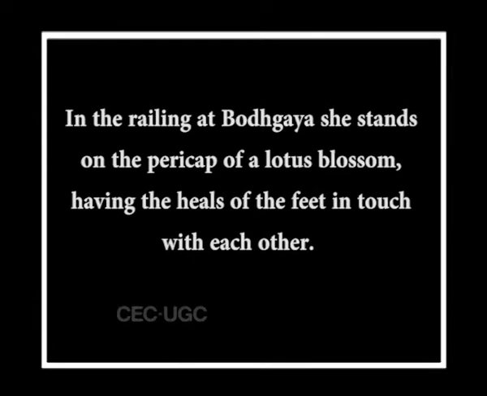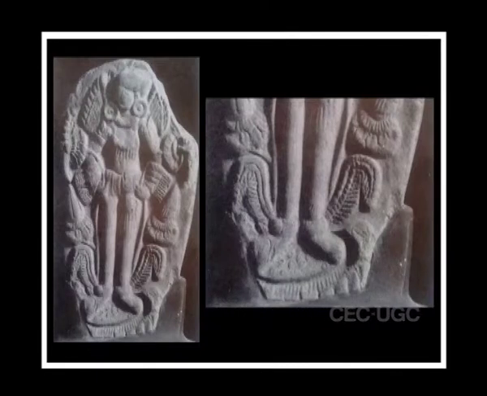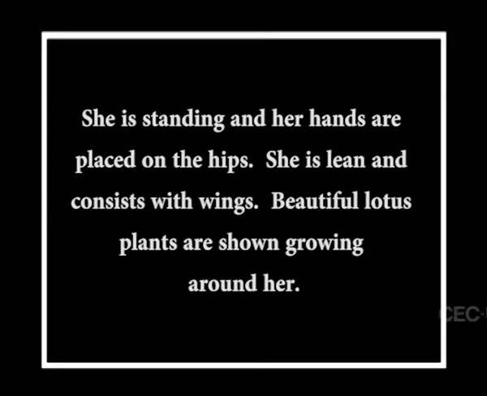In the railing at Bodh Gaya, she stands on the pericarp of a lotus blossom, having the heels of the feet in touch with each other. She holds a bunch of lotus buds in one hand and lotus plumes in the other hand. Sri Lakshmi appears on some terracottas of the Shunga period from Basarh. One of the fragments is adorned with a female figure standing on a lotus. She is standing and her hands are placed on the hips. She is lean and winged. Beautiful lotus plants are shown growing around her.